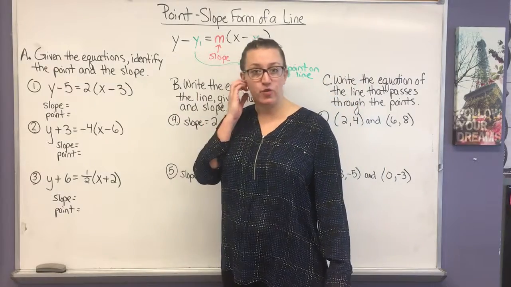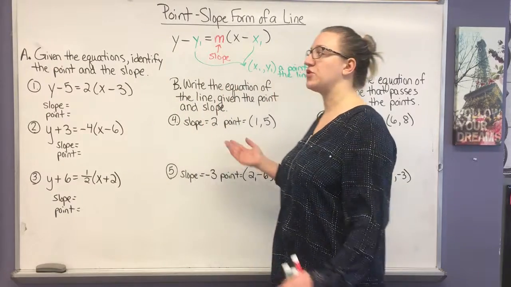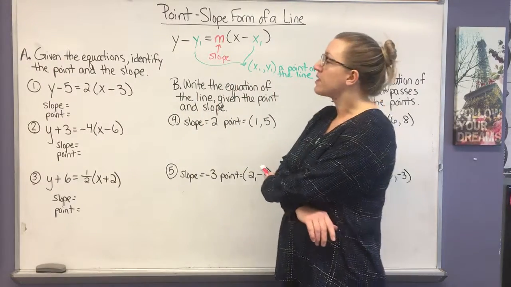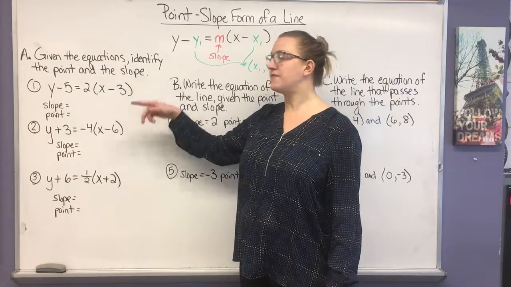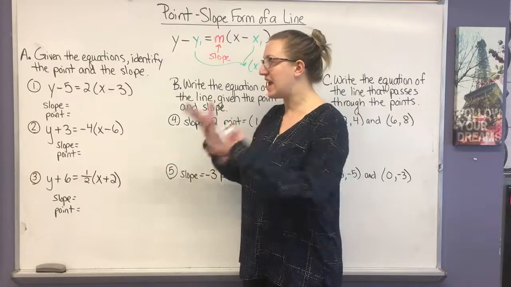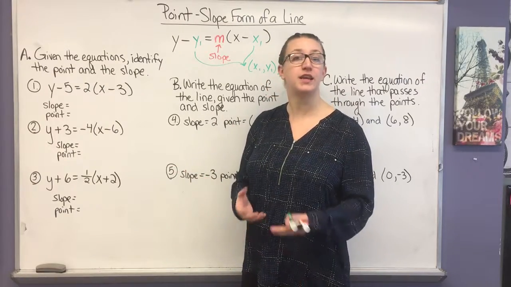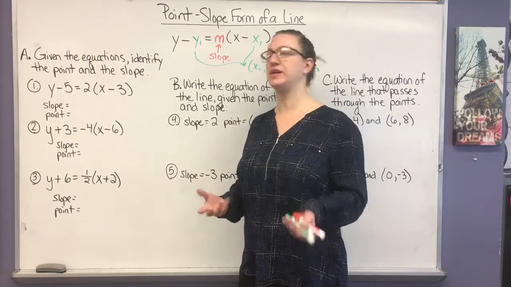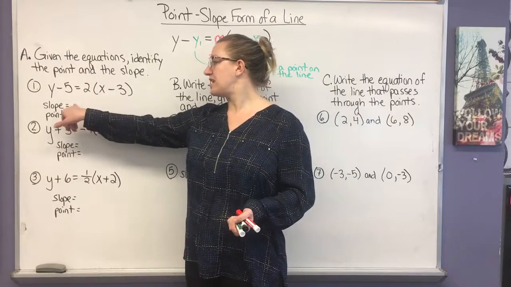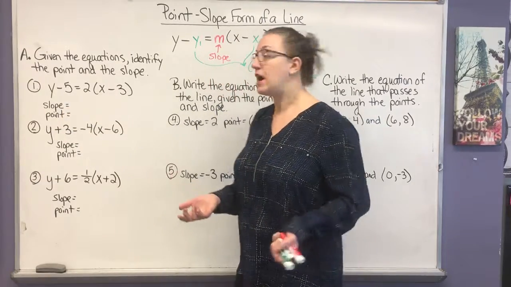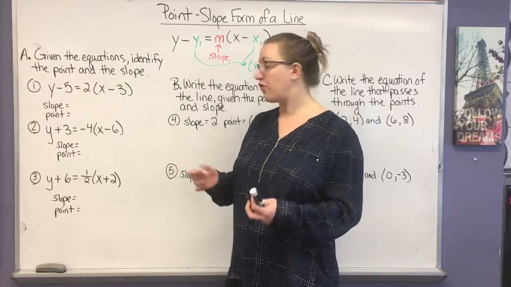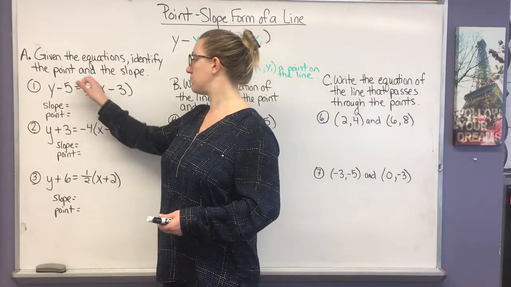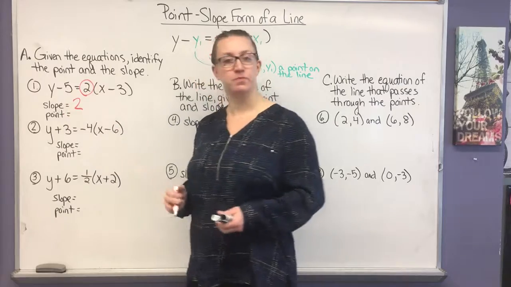So we have three types of questions that could be asked, as well as more, but these are the three we're going to focus on in this video. For A, it says, given the equations below, identify the point and the slope. So they gave us a point-slope form of a line and are saying identify these two pieces. So the first says identify the slope. Well, that's easy enough. It's the number that is in front of the parentheses when it's in this format. So the slope is 2.